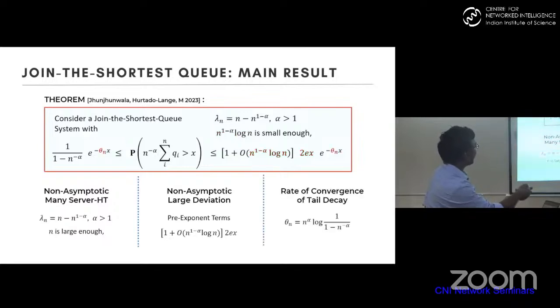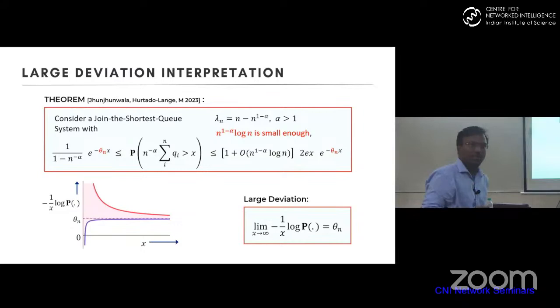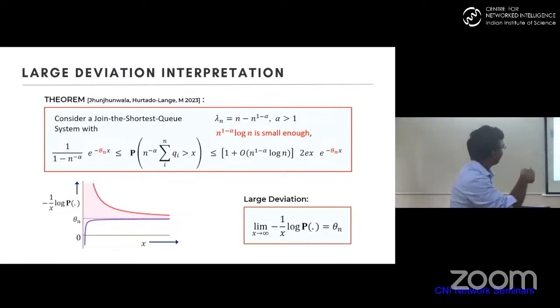If I look at it in the large deviation sense, so large deviation sense means you take the log of this probability, divide by x and take the limit as x goes to infinity, these pre-exponent terms don't matter. The exponent term is what matters. And since they match, this recovers the large deviation result that I showed before. And this theta n indeed matches the 1 over rho. I mean, these are different notations, but if you actually look at it, this theta n is like the 1 over rho. So we recover the large deviation results, but there's a caveat.